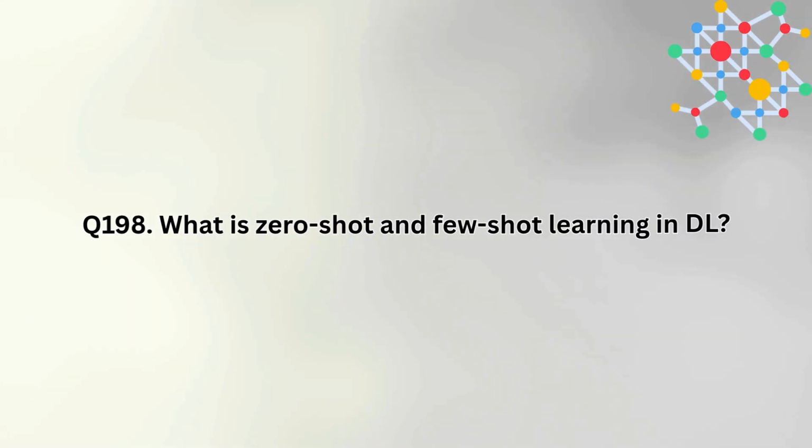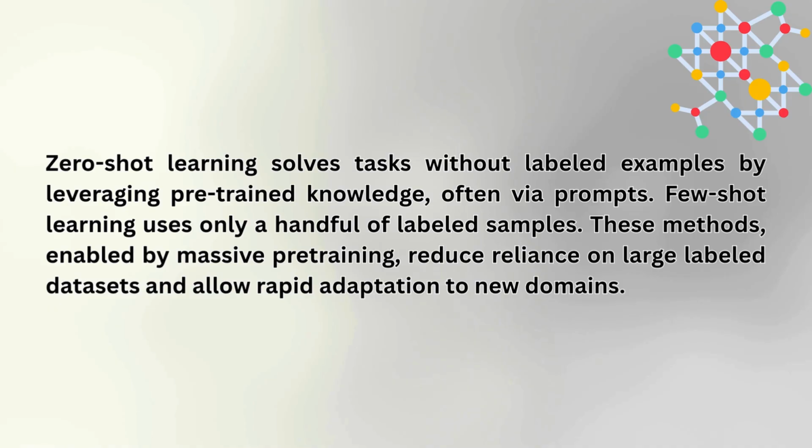What is zero-shot and few-shot learning in DL? Zero-shot learning solves tasks without labeled examples by leveraging pre-trained knowledge, often via prompts. Few-shot learning uses only a handful of labeled samples. These methods, enabled by massive pre-training, reduce reliance on large labeled datasets and allow rapid adaptation to new domains.